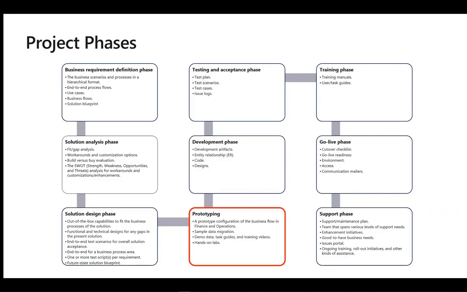In the prototyping phase of the project, the implementation team should address the following milestones: a prototyping configuration of the business flow in the finance operations, sample data migration, demo data, task guide, and training videos, hands-on lab. After acceptance of the prototype, any gaps, interfaces, or reports can be assigned to the development team. Development phase. In the development phase of the project, the implementation team should address the following milestones: develop artifacts, entity relationship, code, design, testing and acceptance phases.